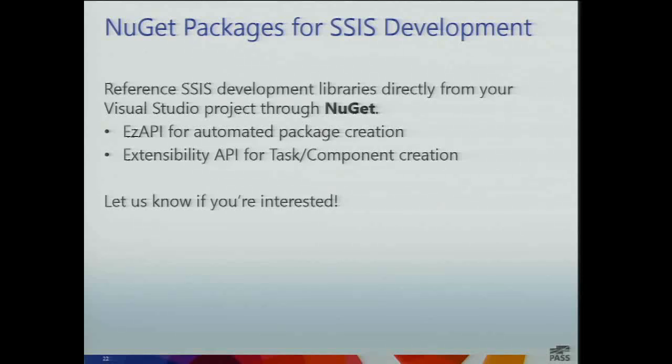So there's a thing called Easy API up on Codeplex, basically a higher level interface for dynamically generating SSIS packages. So we're looking to release that as a NuGet package, as well as a new extensibility API. So an easier way to create your own custom tasks and custom extensions is coming out in the same way. So if you're interested in that, let us know through the forums, through the blogs, things like that. OK.